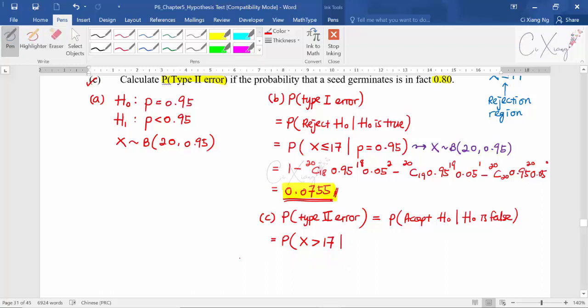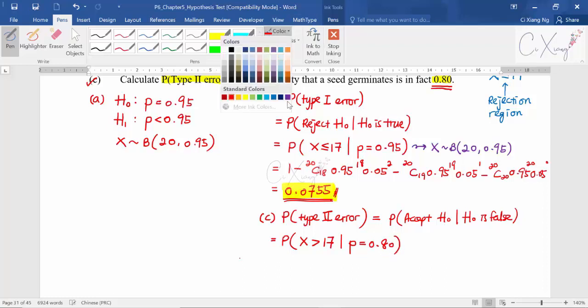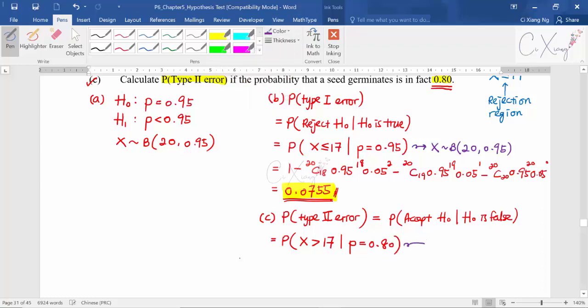And when the null hypothesis is false, they will give you a new value for P. So in this question, you see that they give you a new value for P, which is 0.80. What does it mean? It means that when you want to calculate the probability, X is still binomial, N is still the same, which is 20, but the P now is 0.80. It is no longer 0.95. Because the null hypothesis is false, you should have another value of P. They give you 0.8.